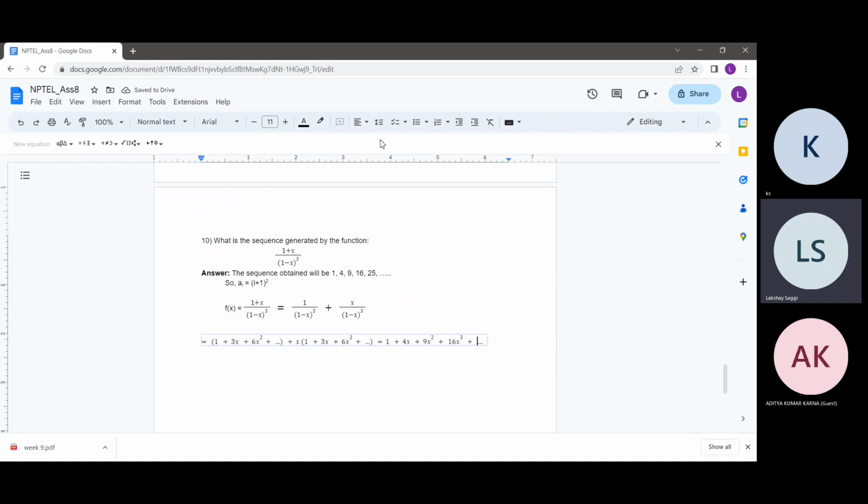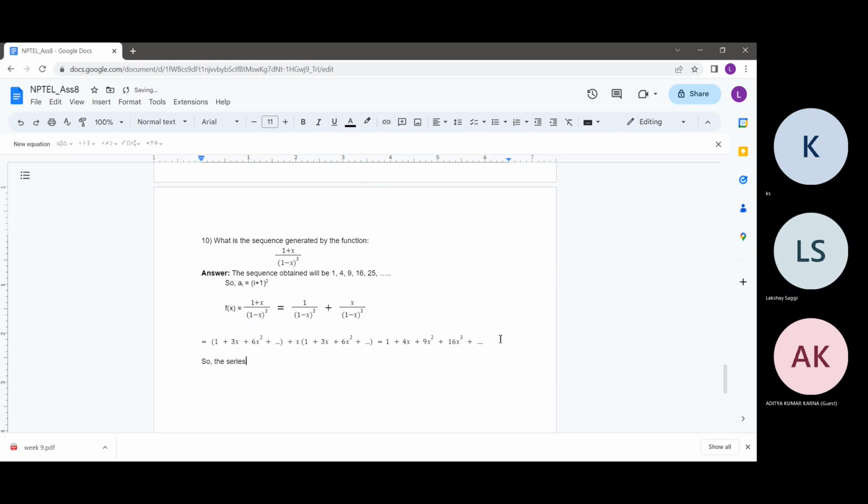Let's just leave it at that. So we obtain the value of f of x as 1 plus 4x plus 9x squared plus 16x cubed. So what we can then say is that the sequence is nothing but the coefficient of x to the power 0 is 1, coefficient of x to the power 1 is 4, coefficient of x squared is 9. So the sequence is nothing but 1, 4, 9, 16, 25. So yeah, this was the correct answer which I mentioned at the start.